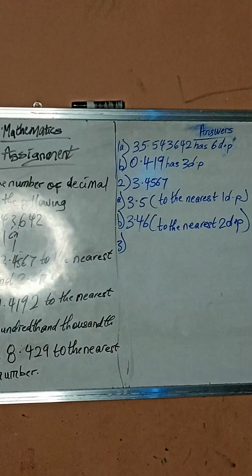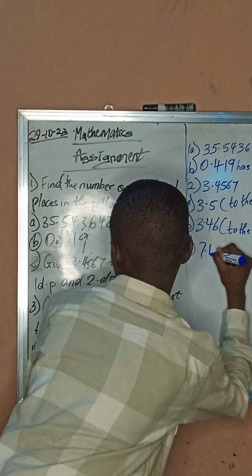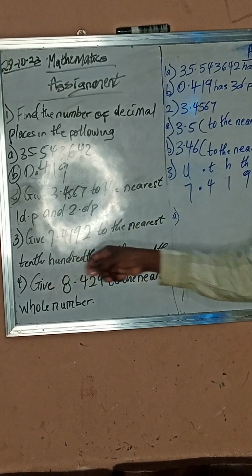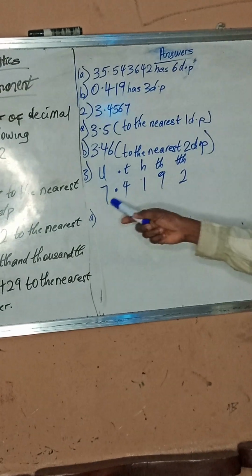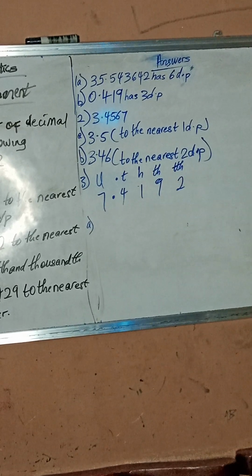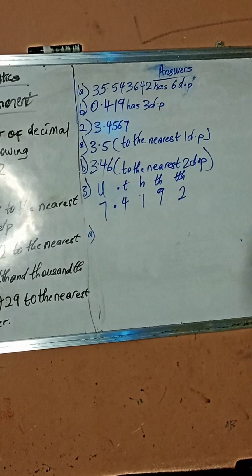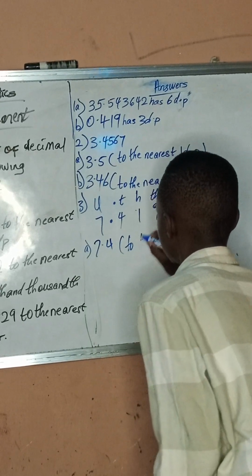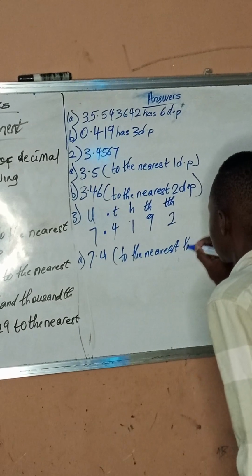Number 3. Give 7.4192 to the nearest 10th, 100th, and 1000th. Let's first deal with the 10th. The 10th is the first decimal place, which is after the decimal point, so 4 is the first decimal place. Let's look at the decider, which is the 100th. The 100th is 1, and 1 is less than 5, so you disregard the number. That will be 7.4 to the nearest 10th.